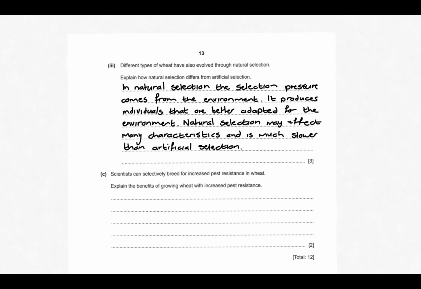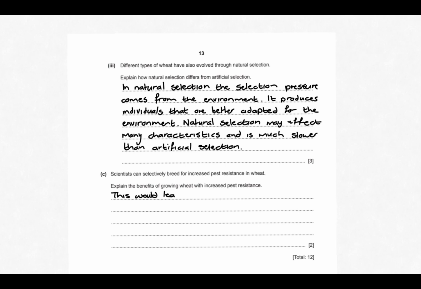Question C then says that scientists can selectively breed for increased pest resistance in wheat. Explain the benefits of growing wheat with increased pest resistance. Now, remember, pest resistance means that organisms like insects, for instance, beetles and borers, are being chased away or poisoned by the plant so they don't eat the plant.